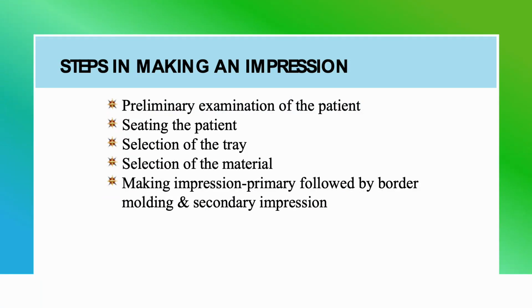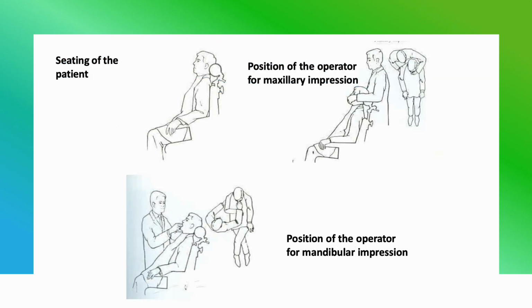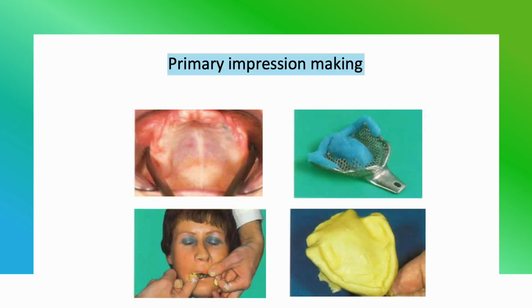The steps involved in impression making are preliminary examination of the patient, seating the patient, selection of the tray, selection of the material, and making the impression, primary impression, followed by border molding and secondary impression. This picture clearly shows you the positioning of the patient in upright position and the position of the operator. For maxillary, the doctor stands behind the chair or at 11 o'clock position, and for mandibular, the doctor stands in front of the patient or at 7 o'clock position.